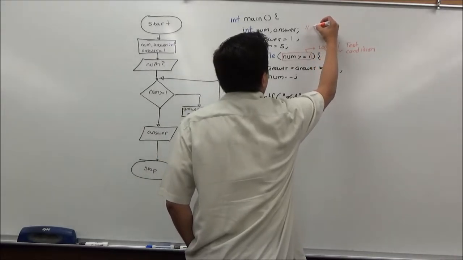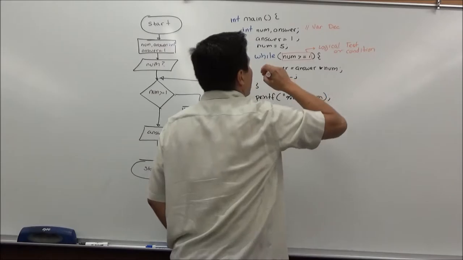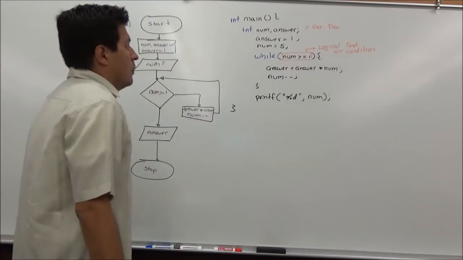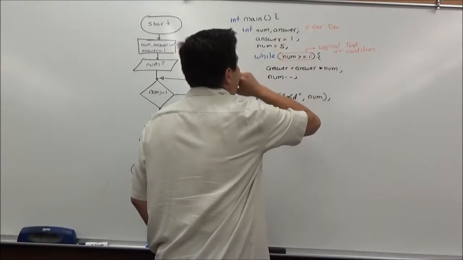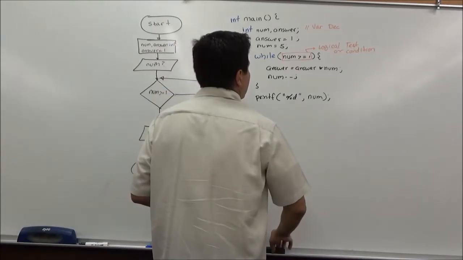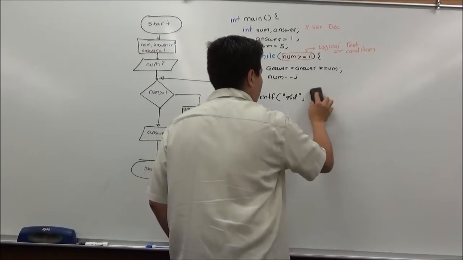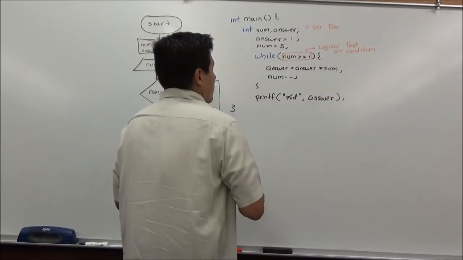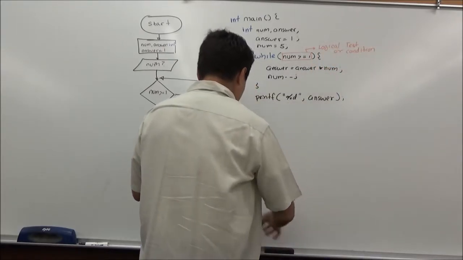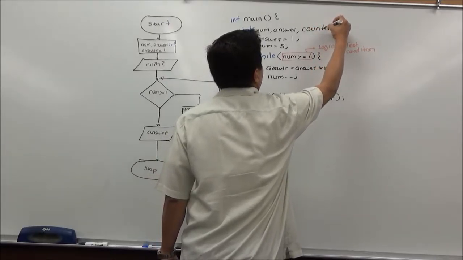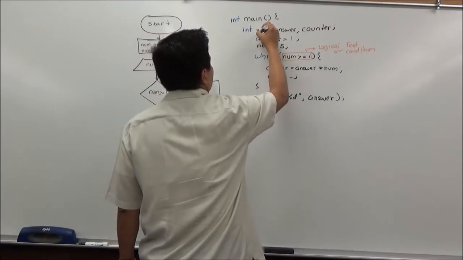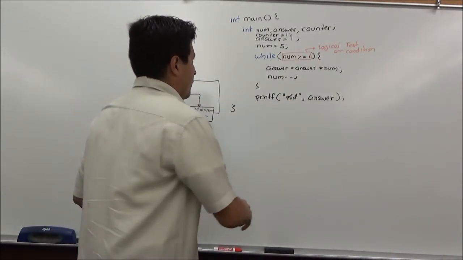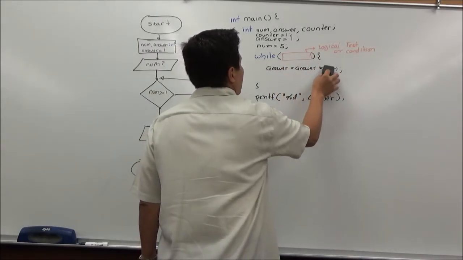Here we declare our variable. Then we initialize our variables here. Let me add another variable, because if I want to print the original number here, here's the answer. Let me add another variable just real quick. I'm going to call this output. I'm going to say counter equal 1. And let's change this a little bit. This will make it easier.